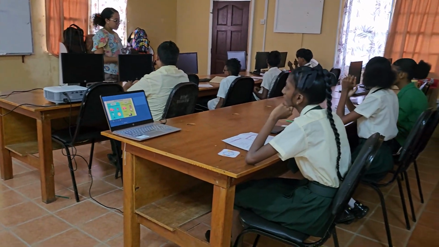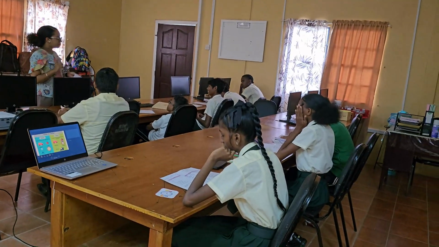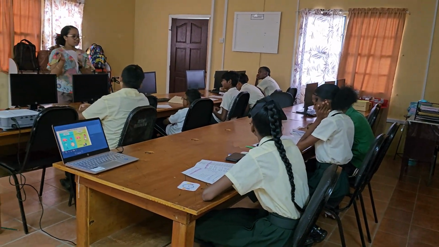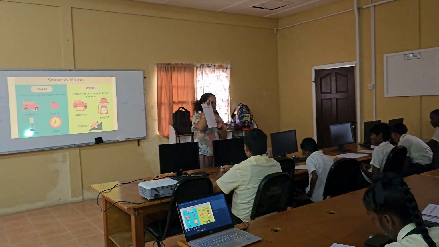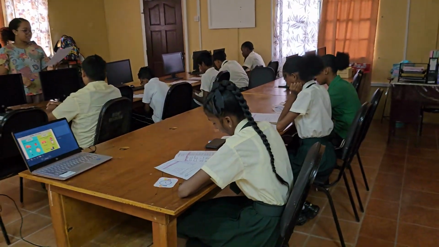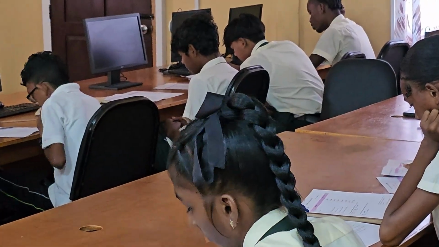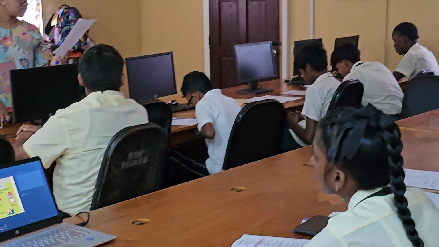Now, I want us to look at one more thing before we go today. Look at the bottom of your worksheet. There's a little box there. It says draw an arrow to represent this movement, as you walk 4 meters east and 3 meters north.